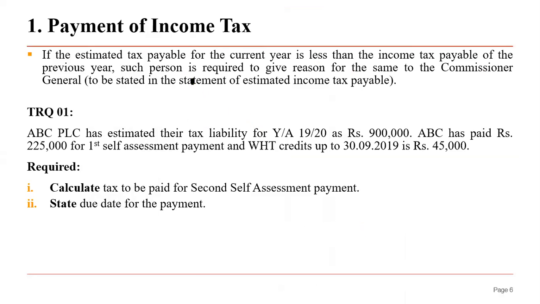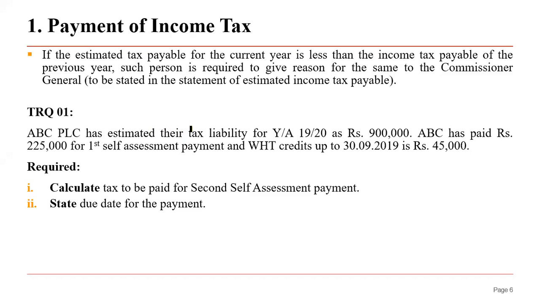Here is another bullet point: income tax rate of the current year less than, this I discussed. Then the ABC company, you have to practice this one. Then can you do this one and answer in the WhatsApp group chat?